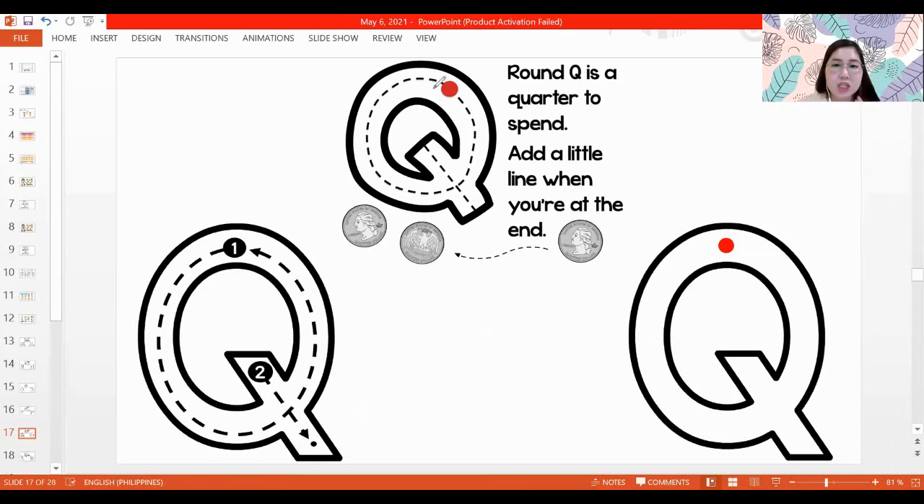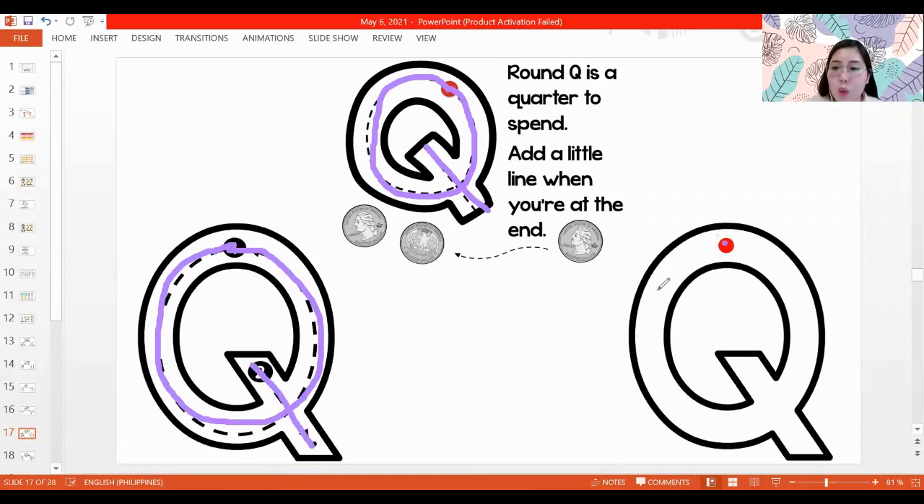Okay, so let's try. Start at the top. We make a curve. Go all the way up. And stop. And then let's make a slanting line here in the bottom. Practice on your whiteboard markers. With your whiteboard markers. Start at the top. We make a curve. Go all the way up. And a line down. Okay?